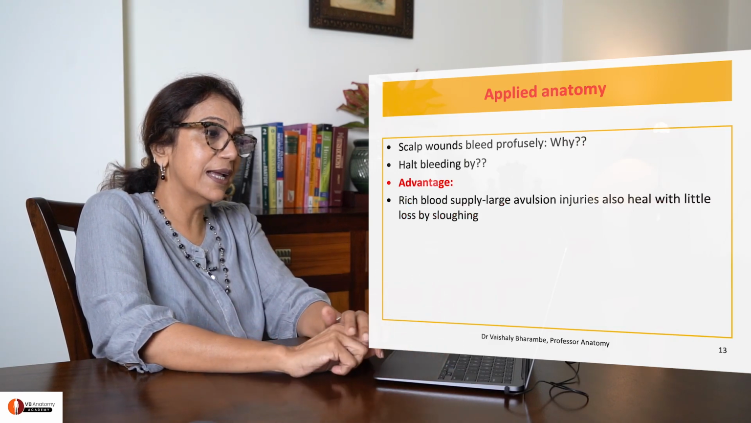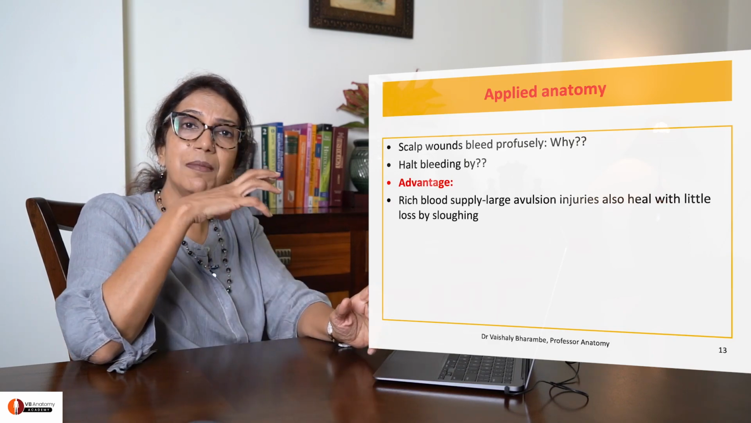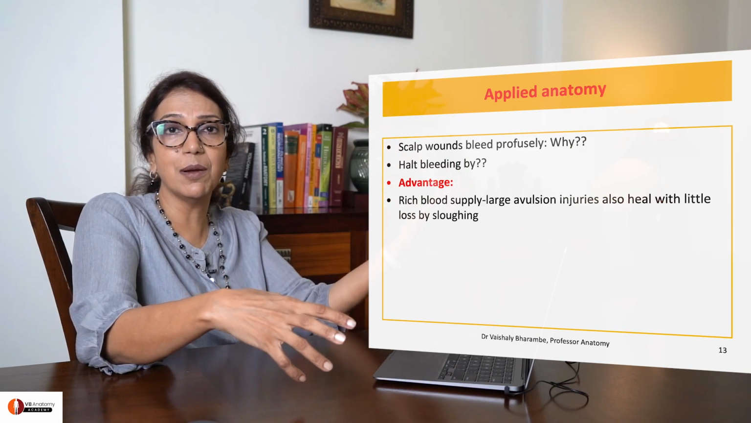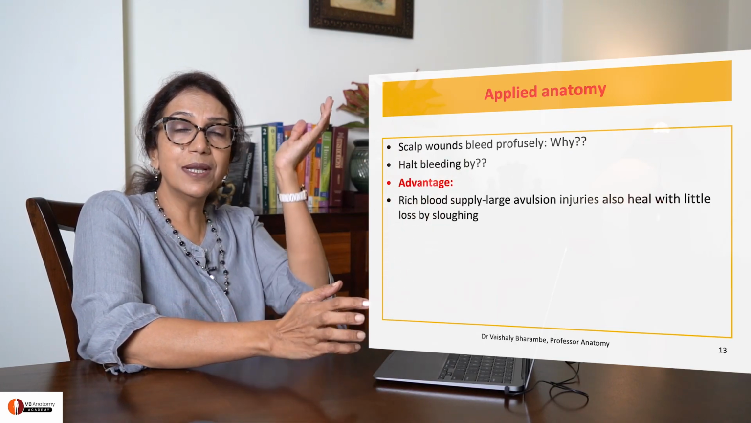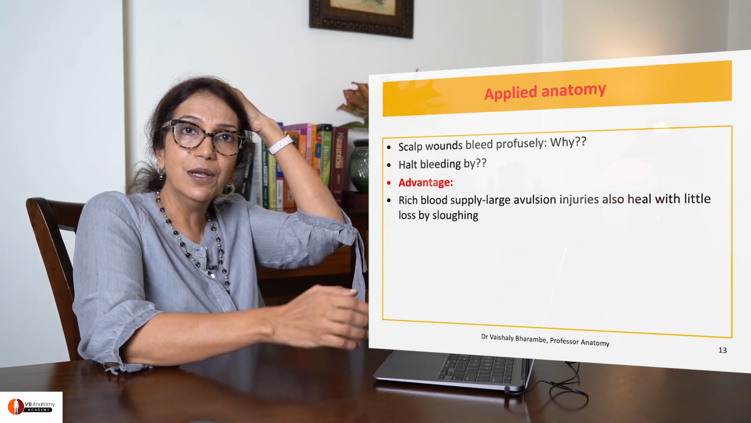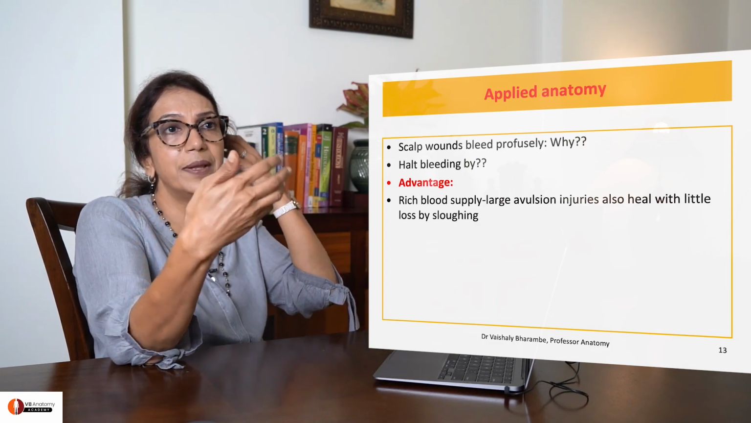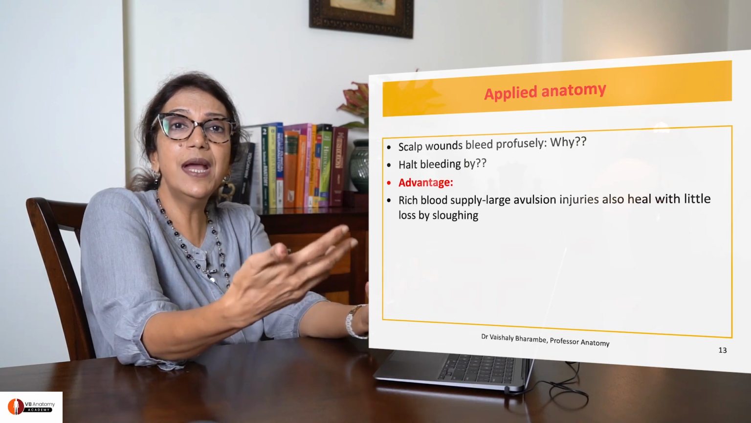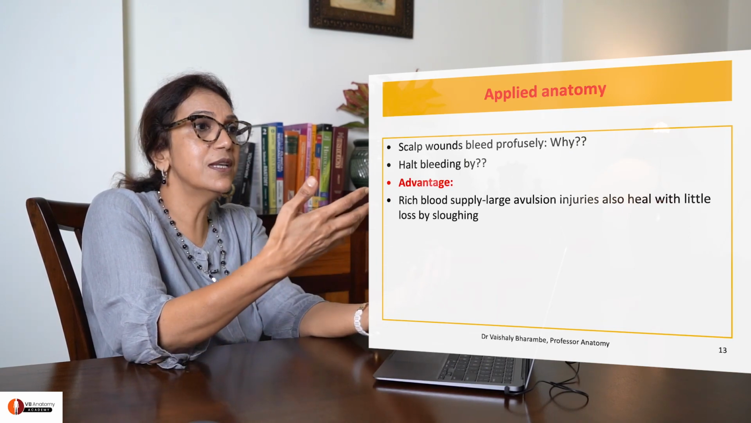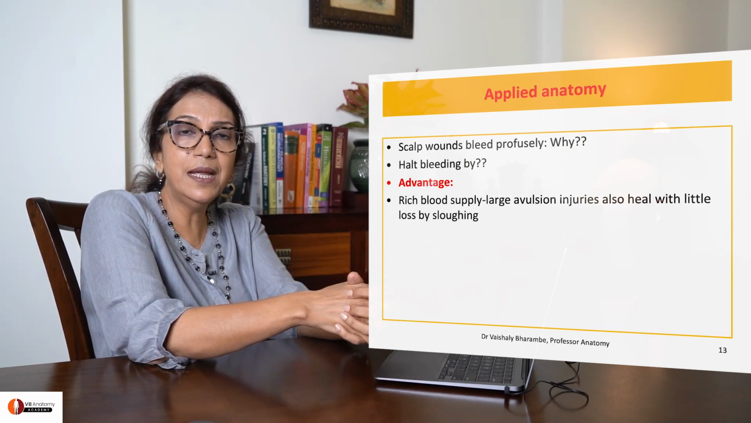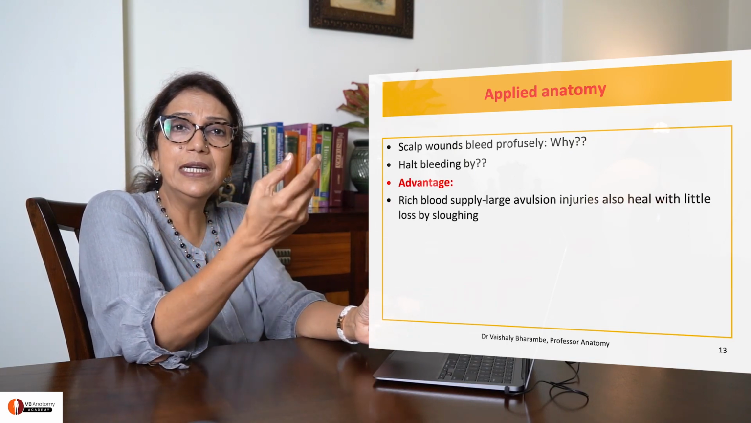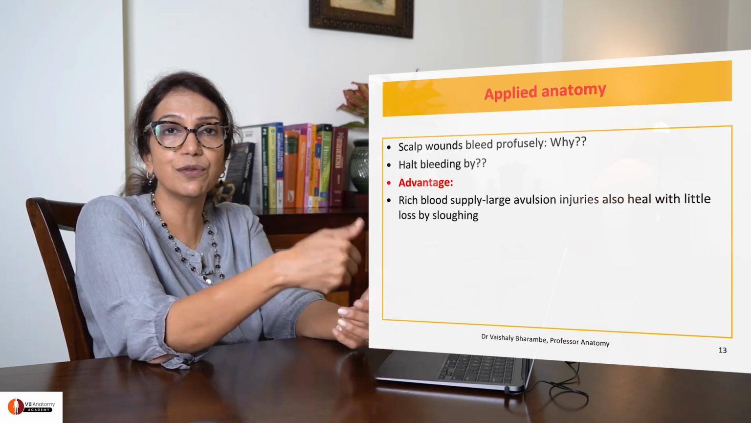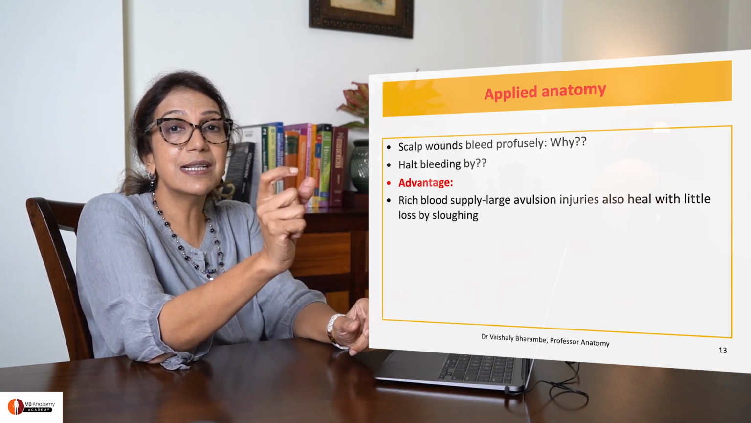The advantage is that even if there is a massive avulsion injury, okay, sometimes large portions of the scalp just come off in an injury, you can still put that back on, suture it up, and hope that it heals. Why do we have that right to hope? Because there is such a dense network of blood supply that every part of the scalp receives blood supply, and there is a good chance of its healing without sloughing off.